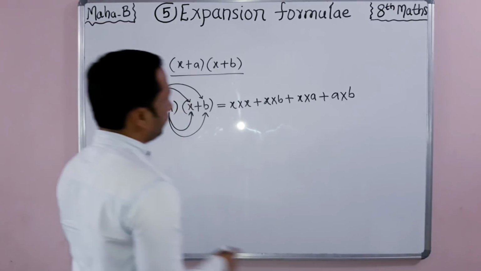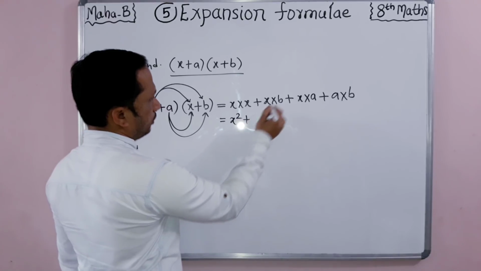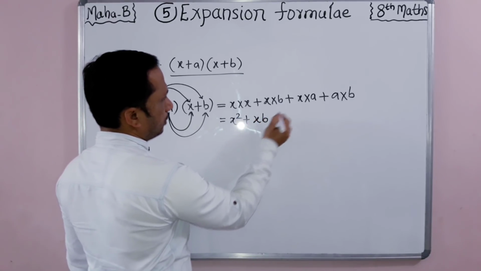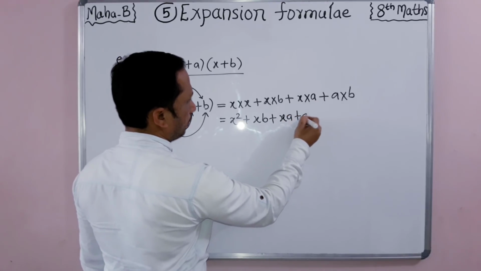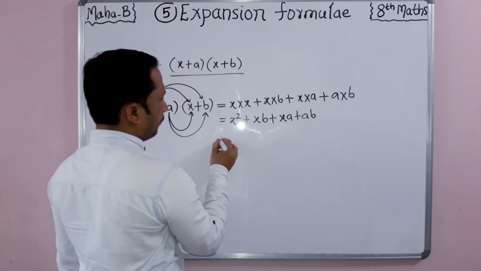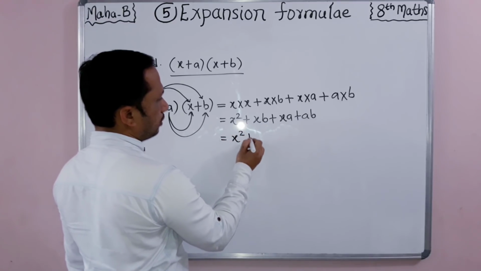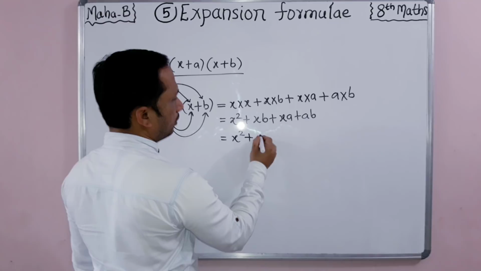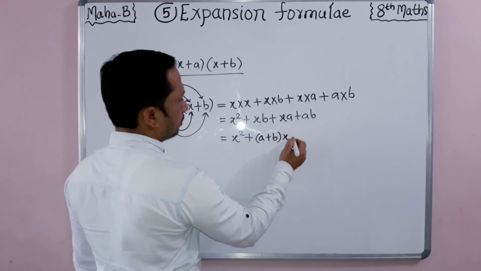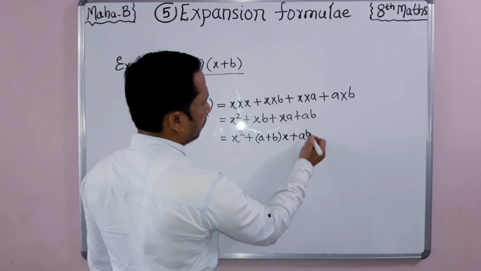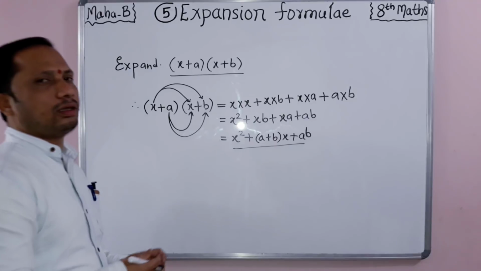So what will this be? This is x square. x into b is xb. x into a is xa, and then ab. Therefore it will be like this: x square, and x is common in both terms, so we can write (a plus b)x plus ab. In this way we can expand any given expression.